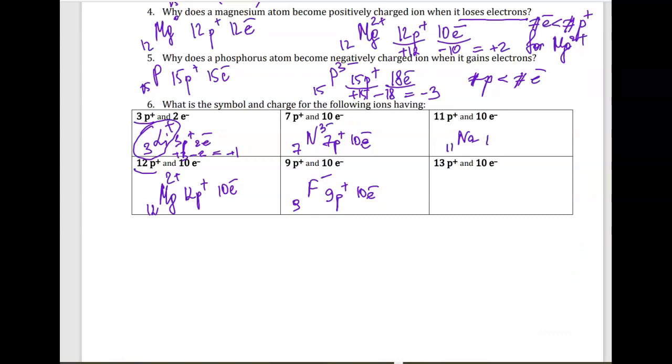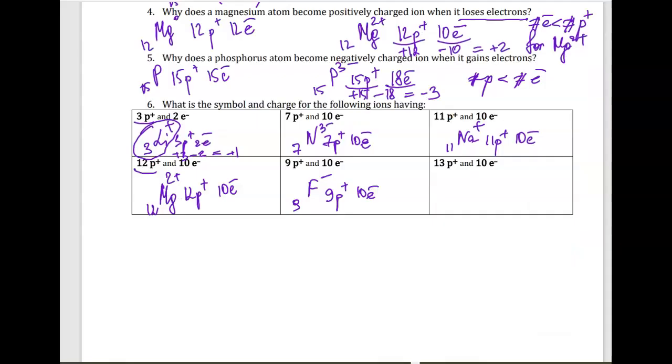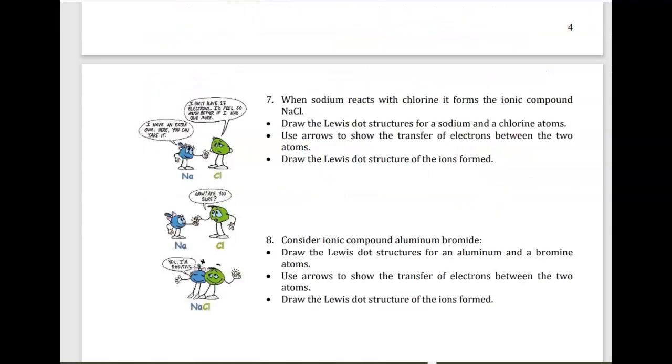Sodium 11: 11 protons and 10 electrons. The number of protons is more than the number of electrons, so the charge is plus. Okay, 13 protons. 13 is the atomic number of aluminum. So aluminum 13: 13 protons and 10 electrons. The number of electrons is less than the number of protons, and that gives us an ion charge of 3 positive.